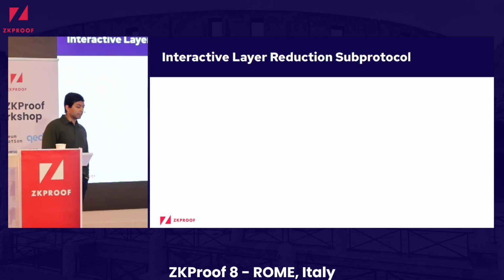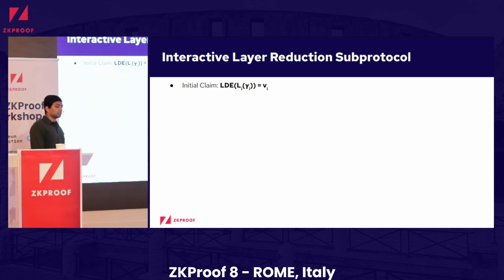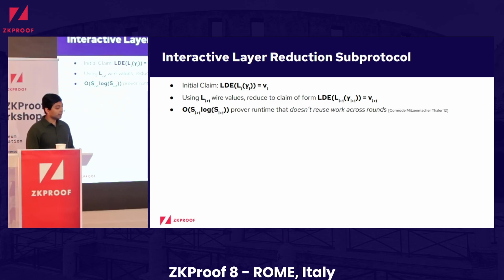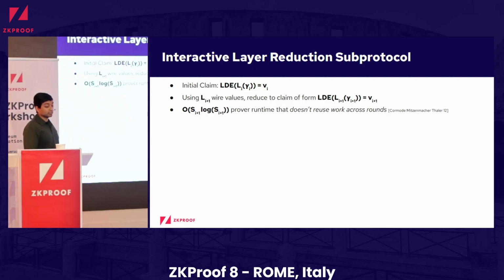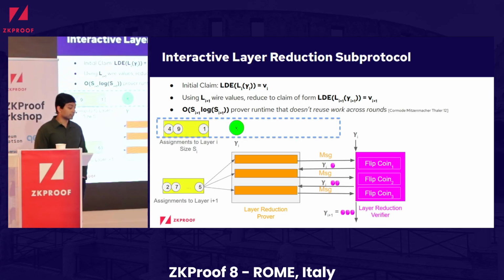So what does this layer reduction sub-protocol look like at a high level? It's an interactive protocol based on sum check. We start with a claim about layer i, and then we use layer i plus 1 to prove the claim about layer i, and it reduces to a claim about layer i plus 1. And notably, there's an algorithm for it from CMT12 that is quasi-linear, and it doesn't reuse work across rounds.